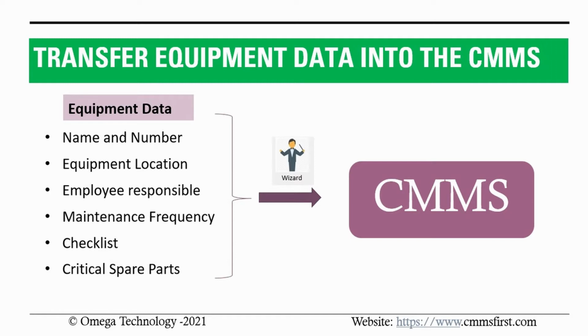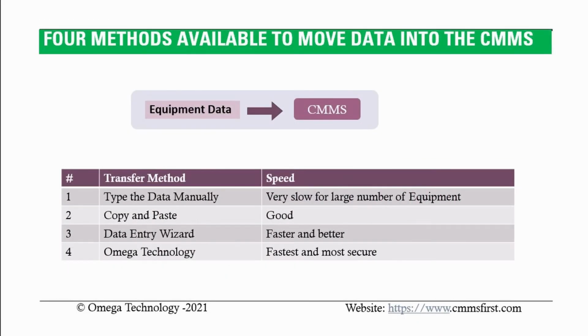Now, the first step before using a CMMS is to transfer your equipment data such as equipment name, number, location, maintenance frequency, and other data into the CMMS. There are 4 ways to transfer the data.